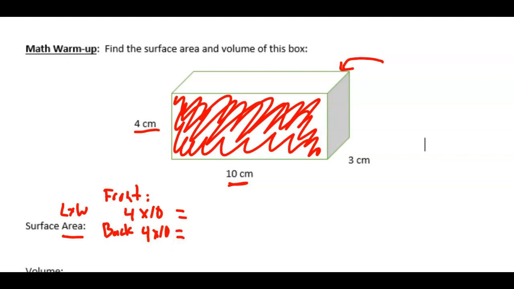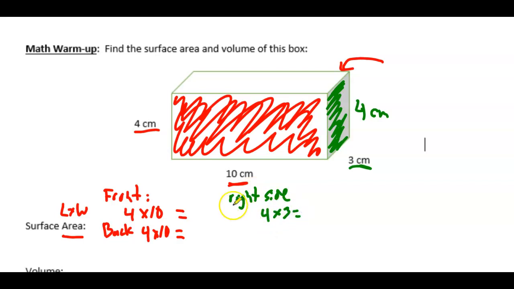Okay. Now, this side right here, if I want to find the area of this side, it's 3. And then I don't have another number here, but over here, this side was 4. So I know that this side over here, 10. This side here would also be 4. So the right side of the box would be 4 times 3. And then over here we would have the left side of the box, which would also be 4 times 3.